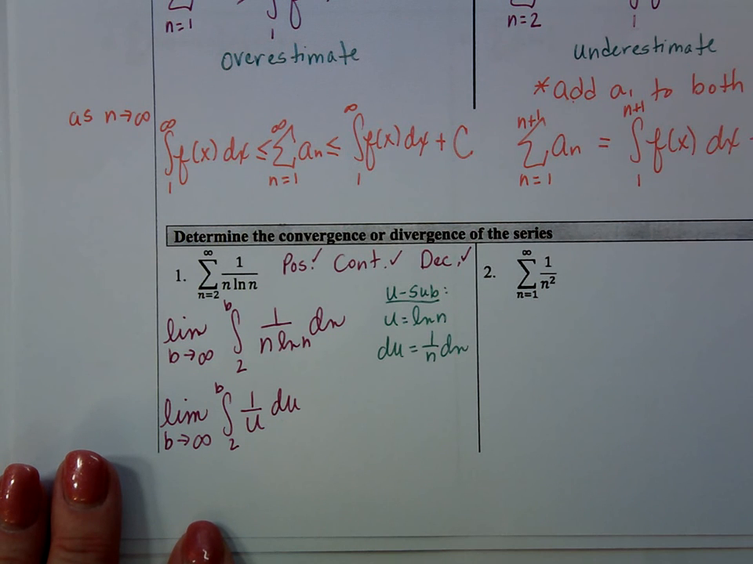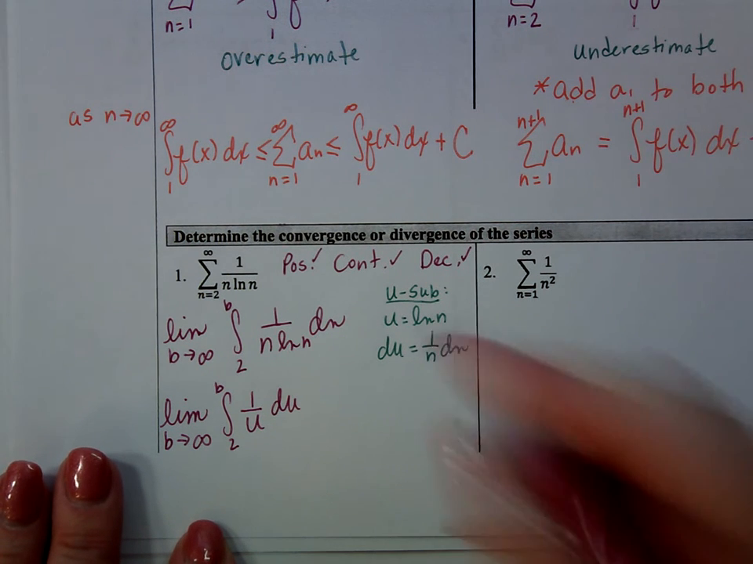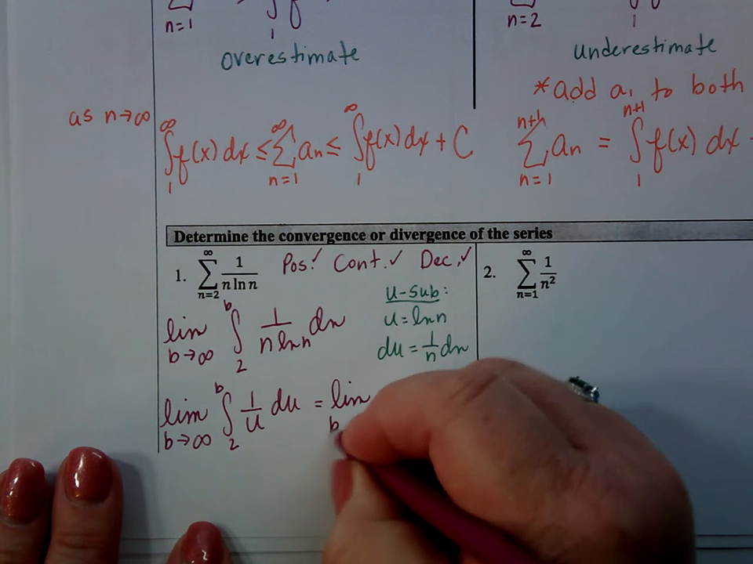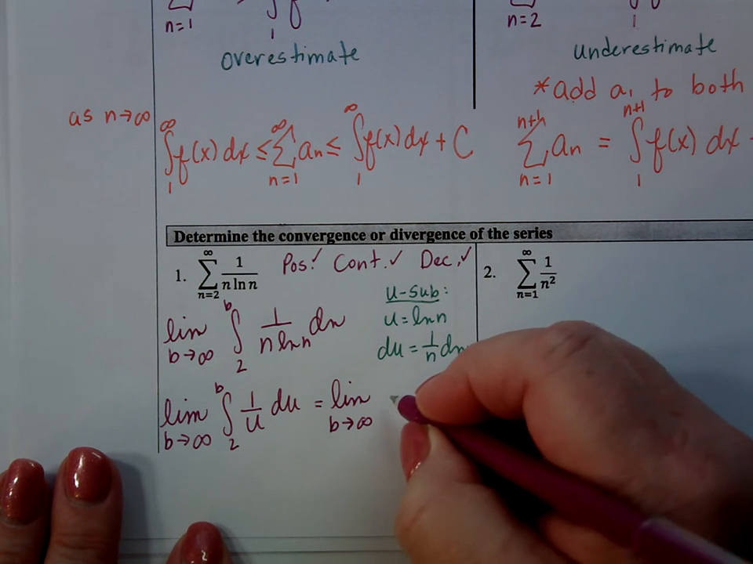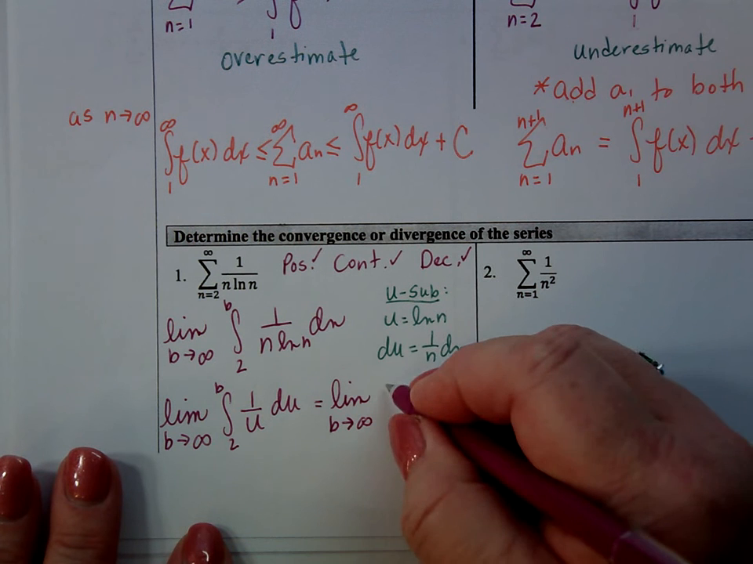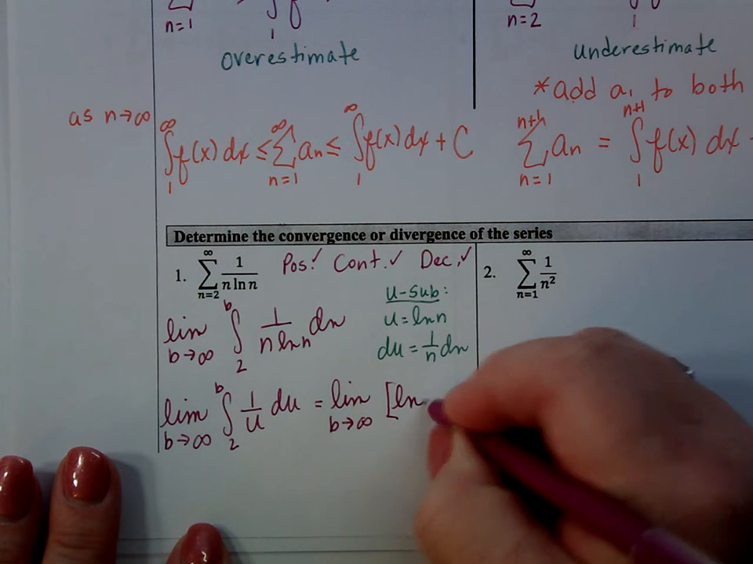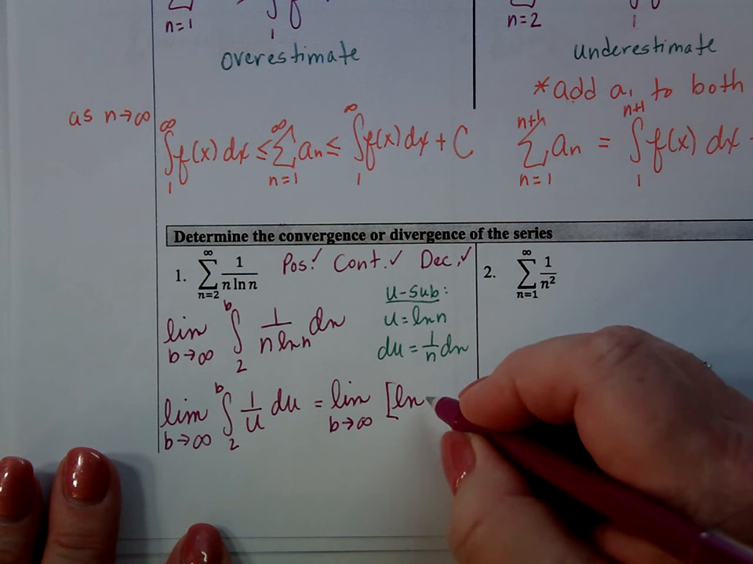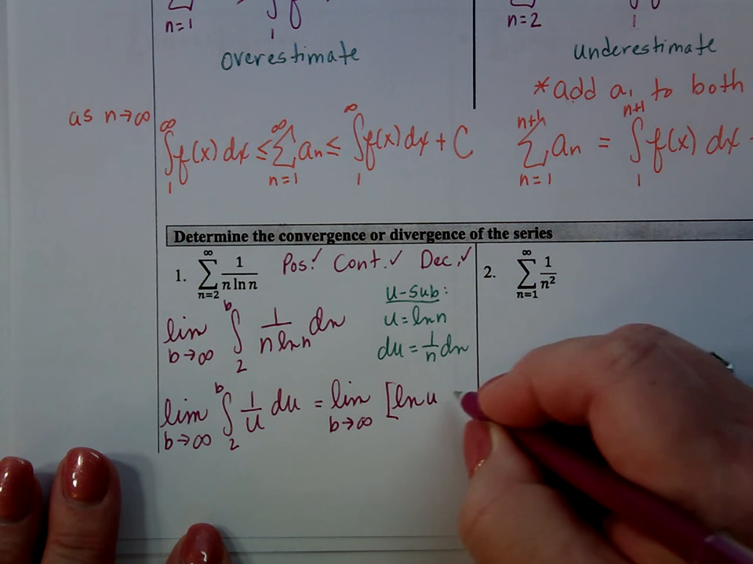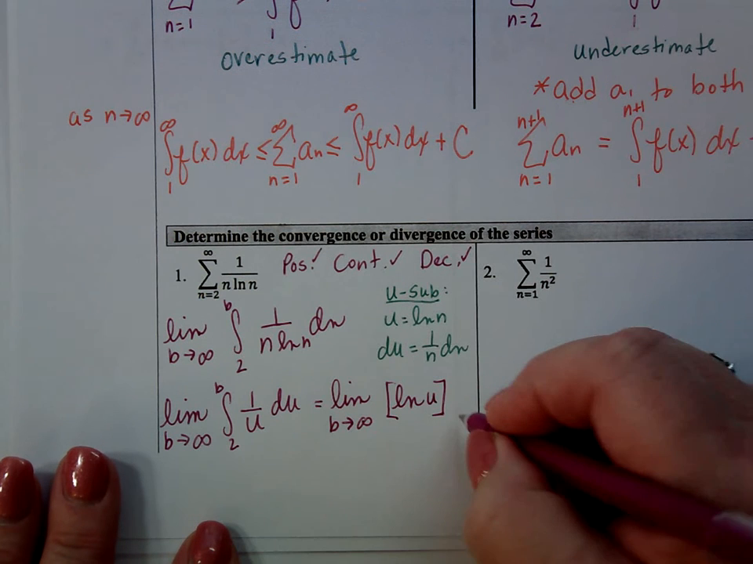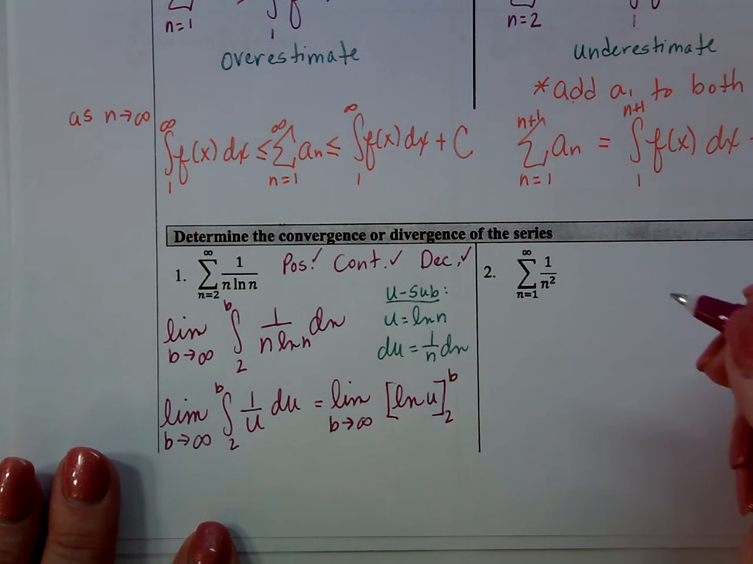All right, so here's what I've got then. 1 over u, if I integrate that, that's the ln of u. So I'm going to have the limit as b approaches infinity of, now if I'm taking the integral of that, it's going to be the ln of u. Maybe I'll do this the long way. The ln of u going between 2 and b, infinity.